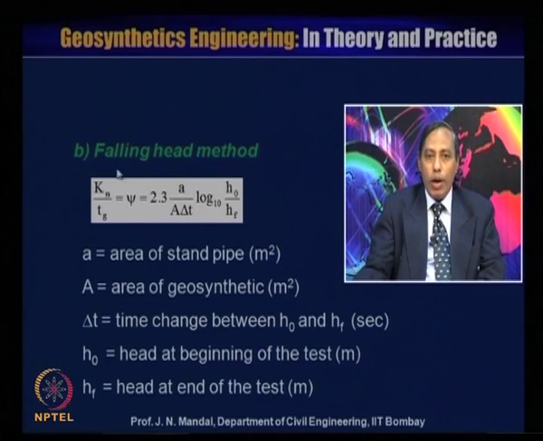Also by the falling head method, which is also a laboratory test, you can determine permittivity psi, that is Kn by Tg, equal to 2.3 small a divided by capital A into delta T, log 10 of H0 by Hf. Small a is the area of the standpipe, capital A is the area of the geotextile, and delta T is the time change between H0 and Hf. This also we have already covered.